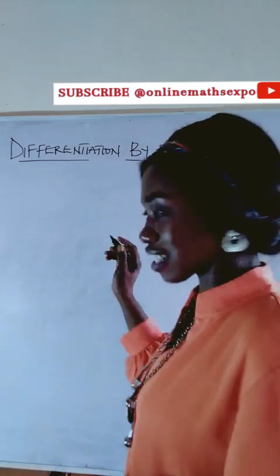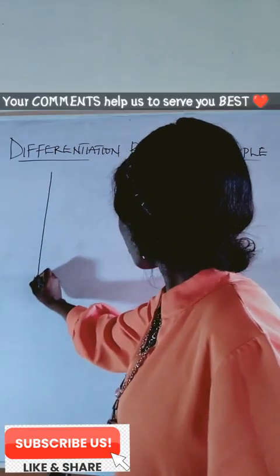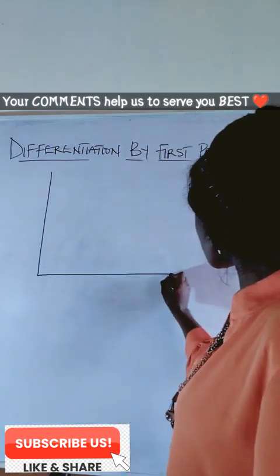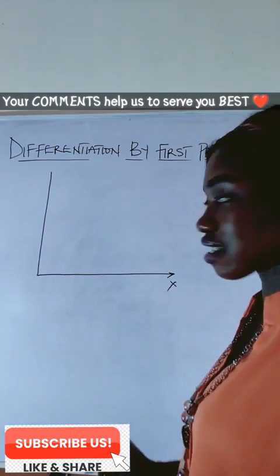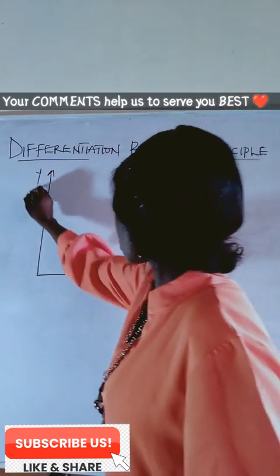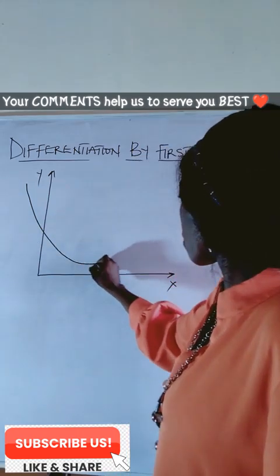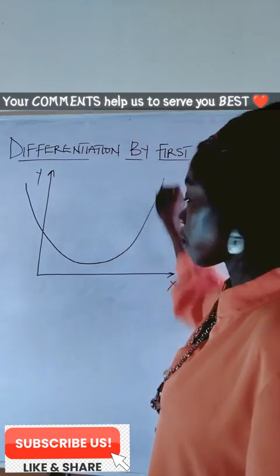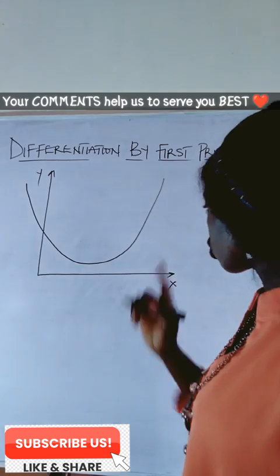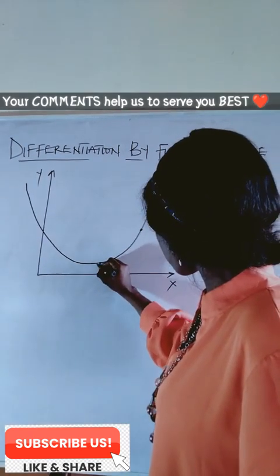Now let's consider this diagram. Remember, this is our x and y axis. This is the x-axis and this is our y-axis. Now let's take it that we have a curve. Now we're going to pick 2 points on this curve. Let's label these 2 points.